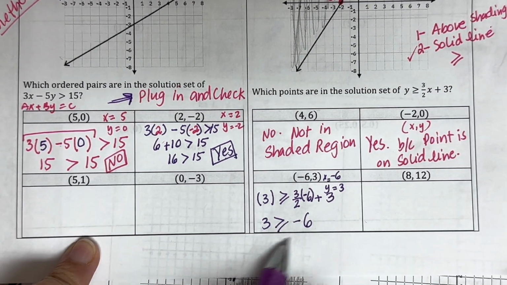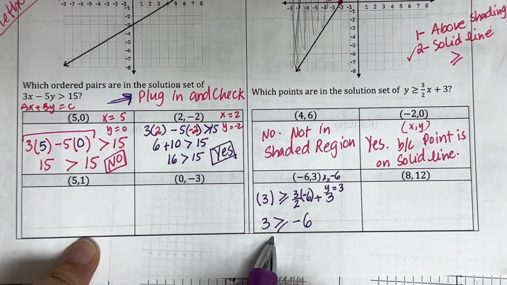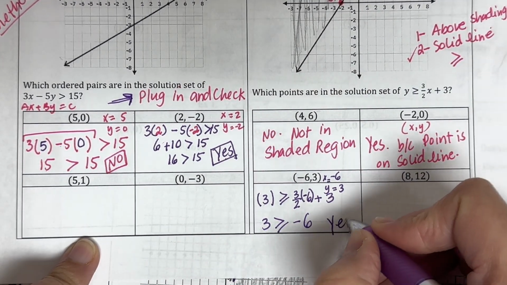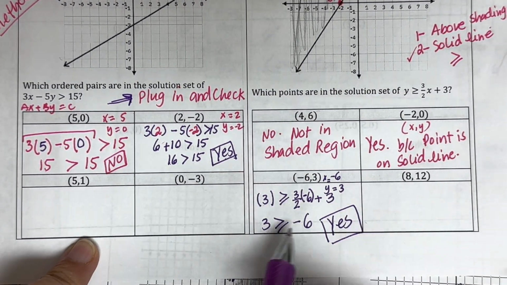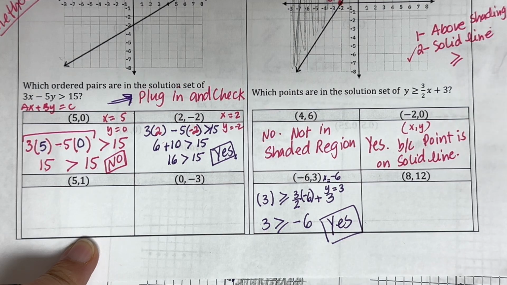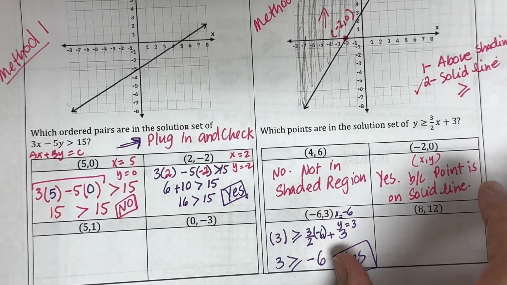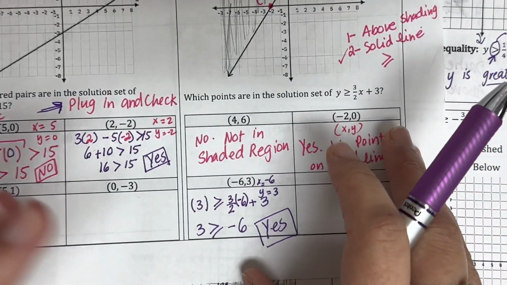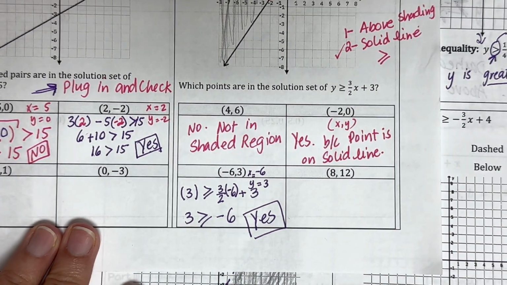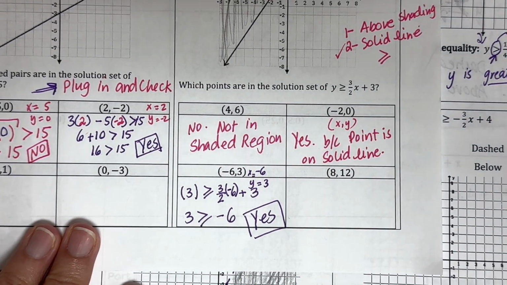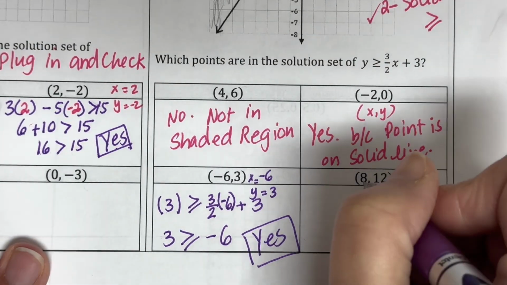Now I have to read that inequality and check whether it is true or false. So 3 is greater than or equal to -6. What do you think? Yes. So this is your solution because the inequality is true. Even this can be done using the plug-in and check method. The only difference is you have to plug in carefully and you might end up seeing fractions. But you can use a calculator if you can't deal with fractions by yourself. But you should be able to. It's not a big problem.